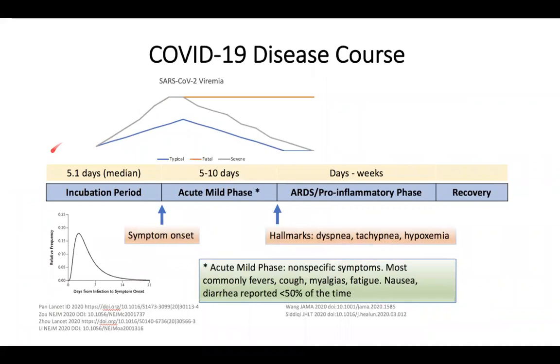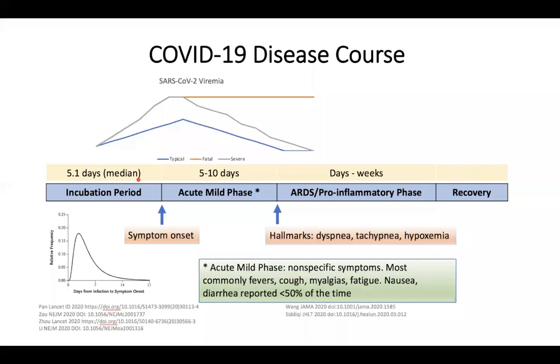So this is a slide that we made to try to describe what we know about the COVID-19 disease course, trying to put together all the things that we've talked about so far. In the blue line in the middle of the screen, you can see the various stages of the disease, starting with the incubation period, progressing to the acute mild phase, then to an ARDS pro-inflammatory phase, and then to recovery. If we go back to the incubation period, you can see in the yellow line above, we tried to estimate the amount of time that people spend in each of these phases.